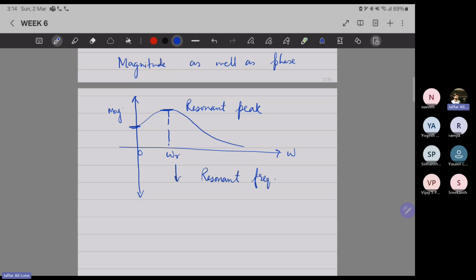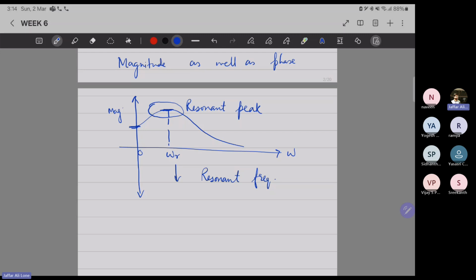Then we have something called bandwidth. If you see this area, this is the area where the magnitude is significant, right? The region, the band of frequencies where my magnitude is significant is called bandwidth, right?